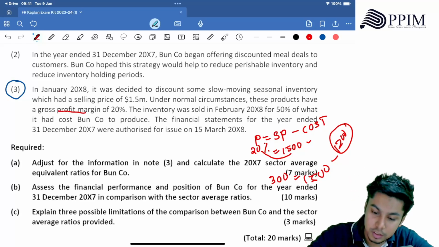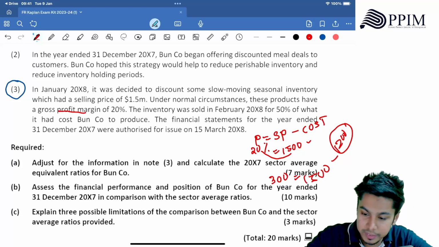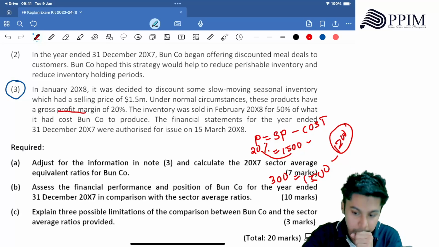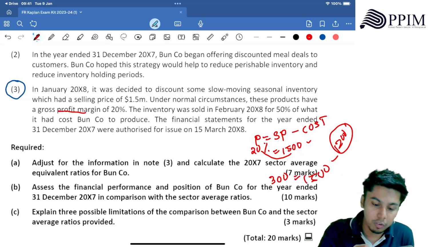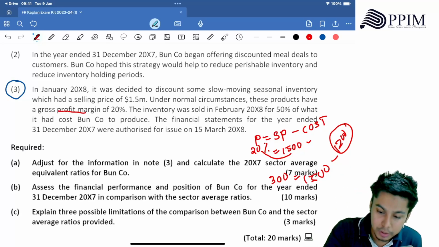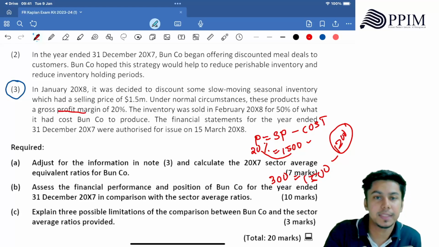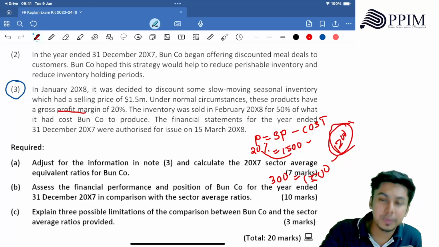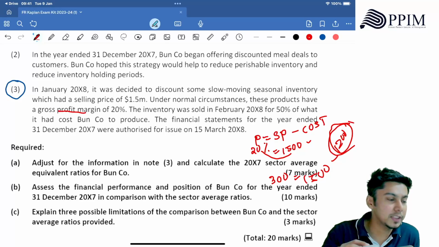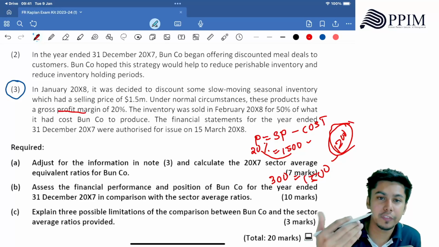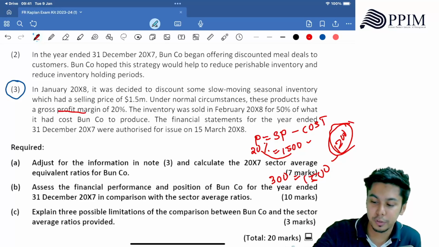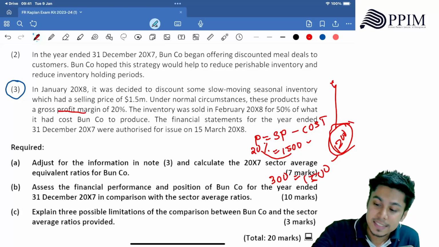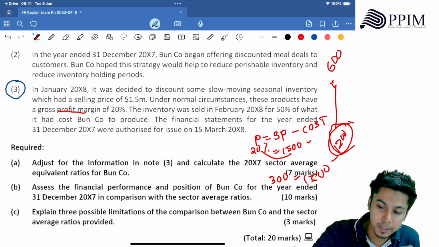Now, once you get the cost, what they are telling is that the inventory was sold for 50% of what it had cost to produce. So, guys, what happened is this. For us to produce, it cost us 1.2 million. The paper says we are only able to sell it for 50% of that. That means you're only able to sell it for how much? 600 only you're able to sell.